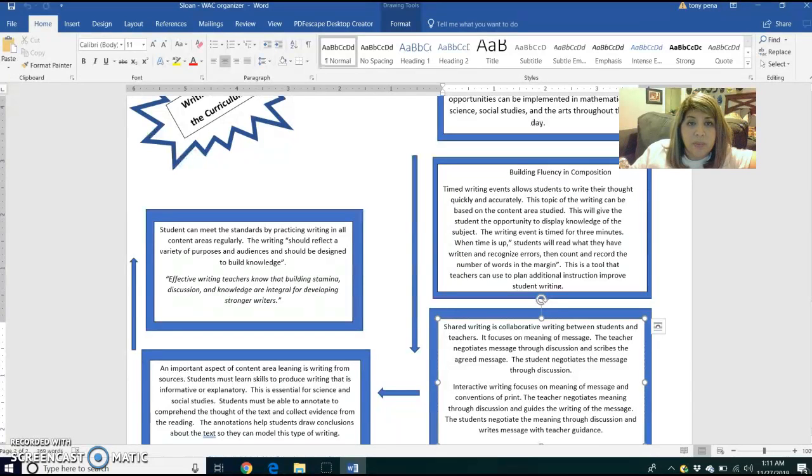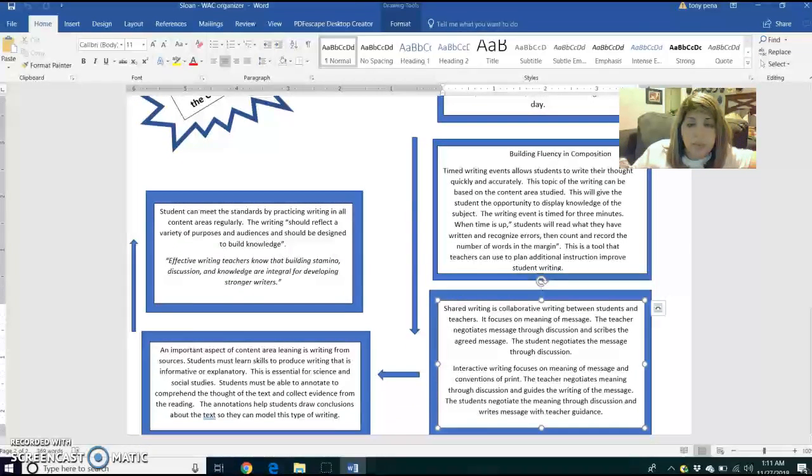And if the teacher reads that and sees that they didn't comprehend very well, they could use that to plan additional instruction to improve comprehension and writing. It also talked about shared writing and interactive writing, what they focus on, and what the teacher's role and the student role is there.